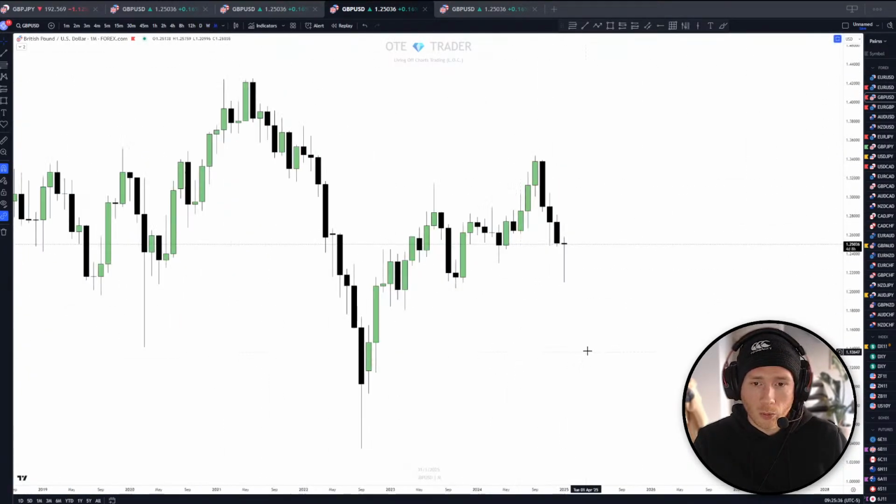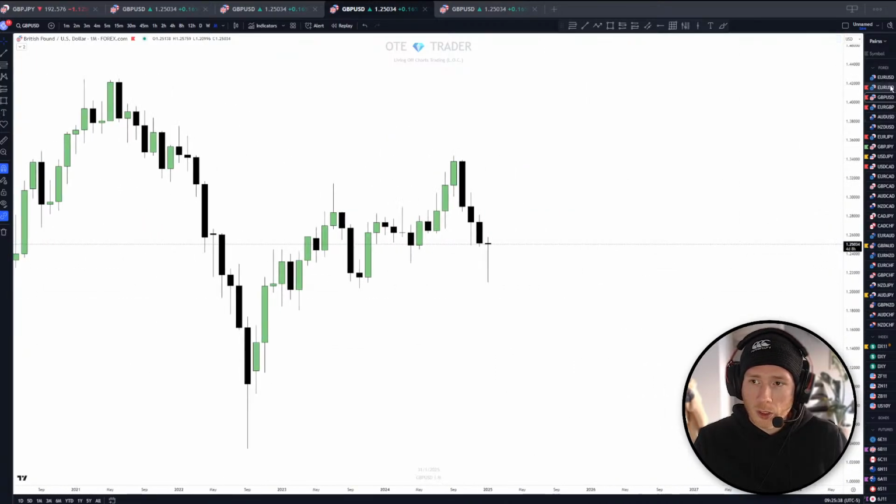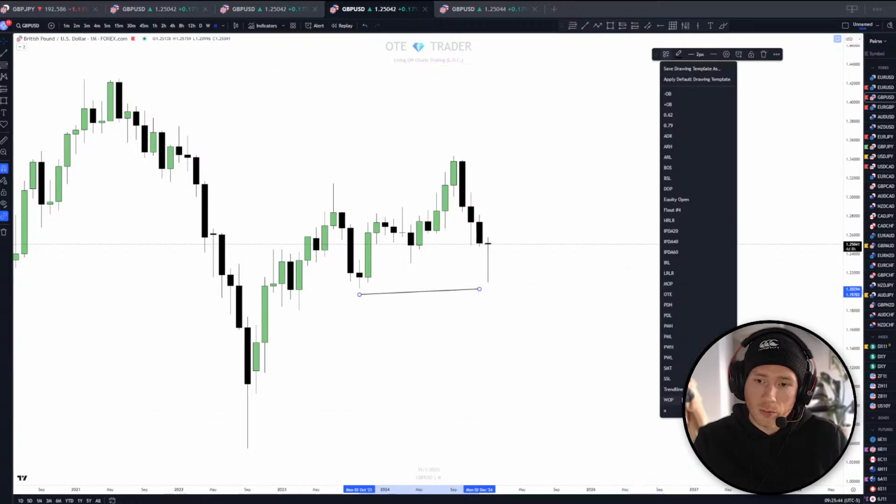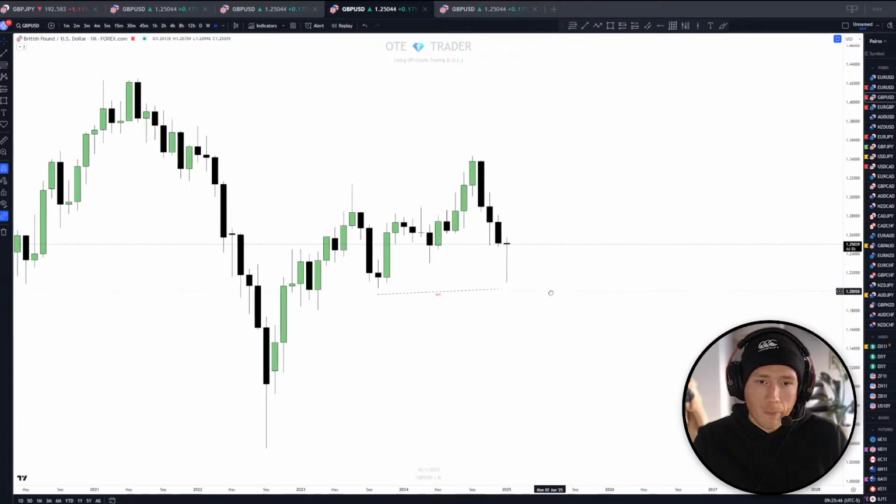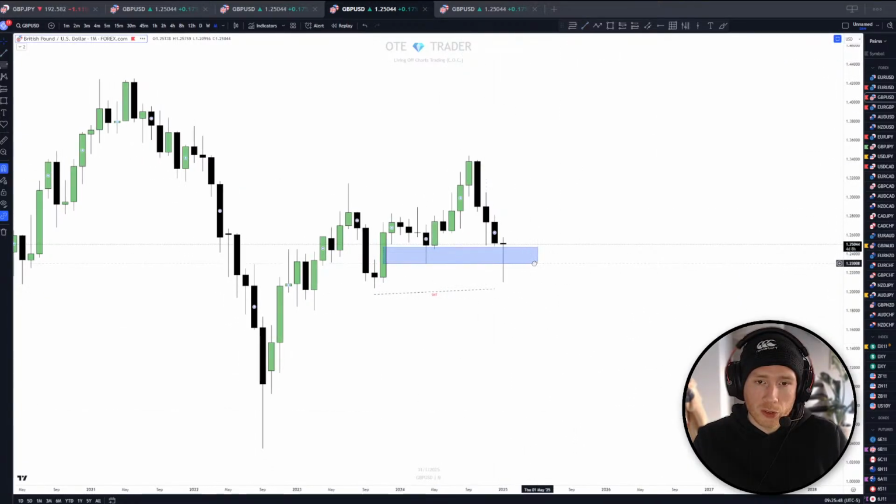Right? So let me do this first. Monthly perspective, right? SMT, right? We did not take out this low. Still respecting a bullish fair value gap, right?